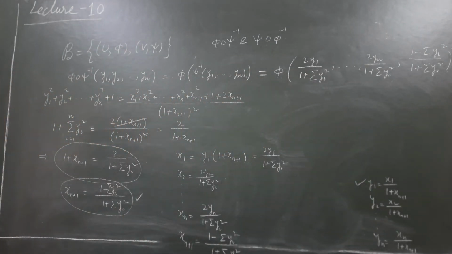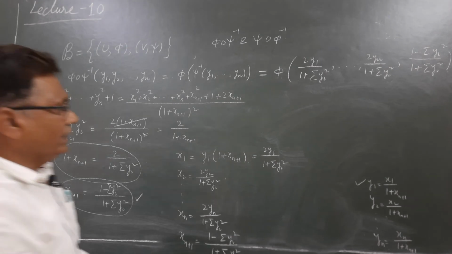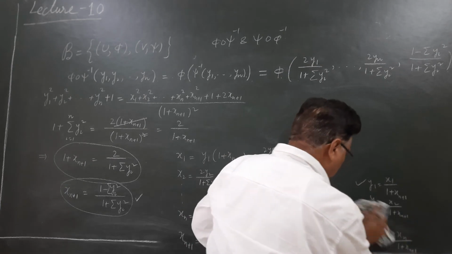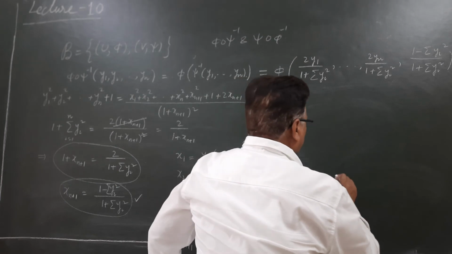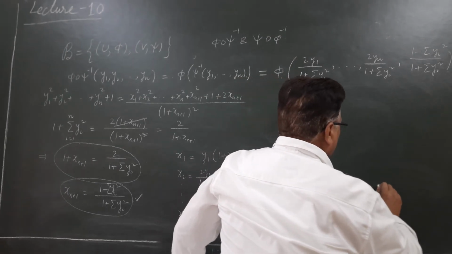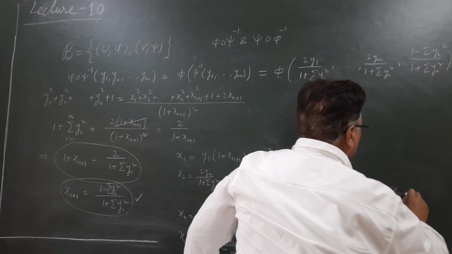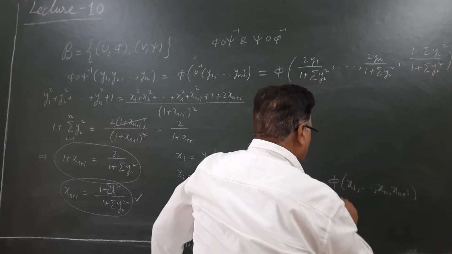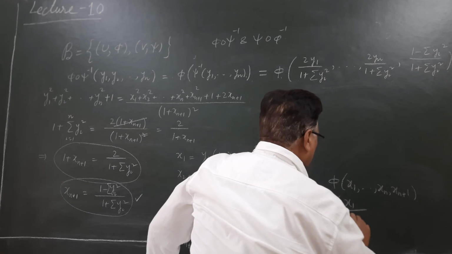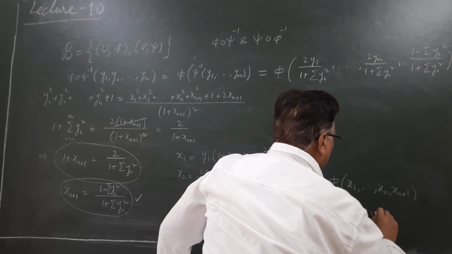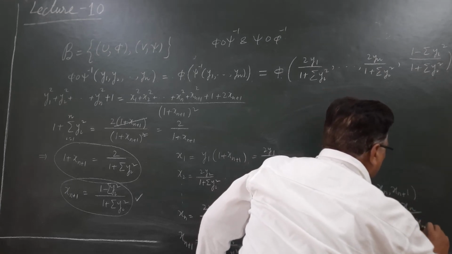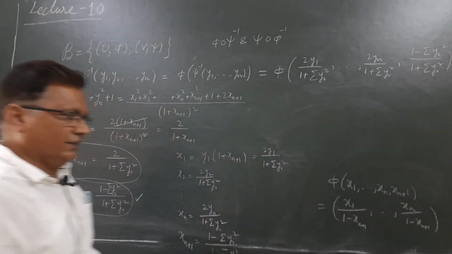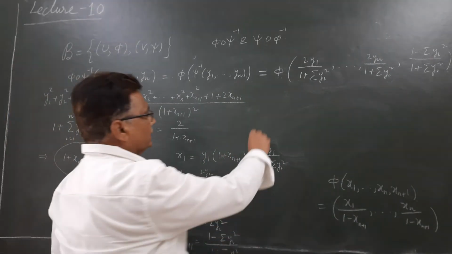अब फाई का देखिए क्या एक्शन होता है, फाई का एक्शन ये है, हमें मालूम है, फाई वॉज डिफाइंड एज x1 x2 x3 x_{n+1}, कैसे था, x1 अपॉन 1 माइनस x_{n+1}, और लास्ट था xn अपॉन 1 माइनस x_{n+1}। This is how phi acts.